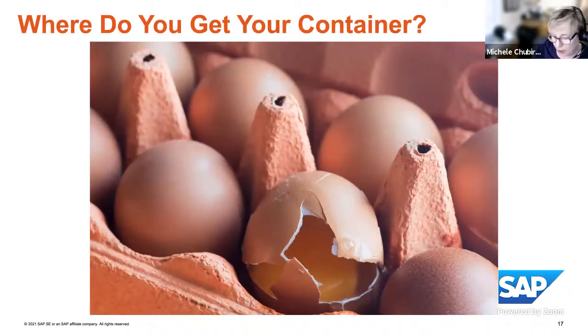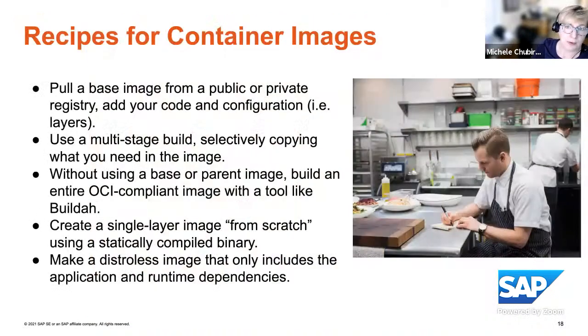Okay, this is why the security of the supply chain is critical. Where do you get your container? So a typical recipe, and I hope everybody's noticing that I'm using food metaphors and analogies. I spent a lot of time to find pictures that helped with that. So, your typical recipes for container images. You can pull a base image from a public or private registry, add your code and configuration. There you go, I just hit the layers. That's why your understanding of layers is important, right?